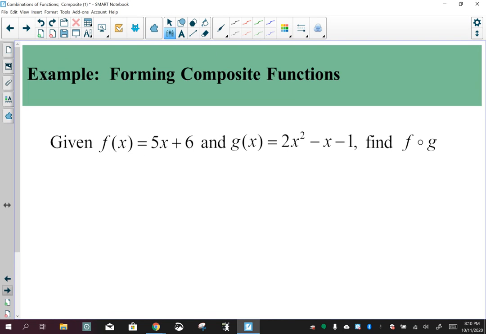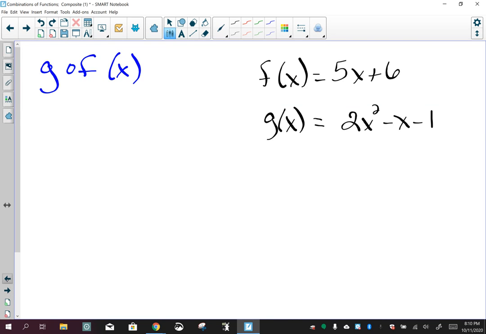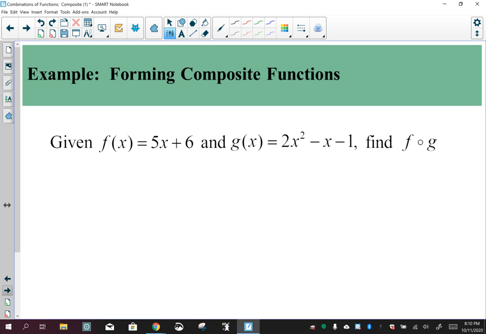So here we go. I've got f of x is equal to 5x plus 6, and g of x is equal to 2x squared minus x minus 1. And what this is asking me to do, this first one here, is to find f of g of x. And if I'm finding f of g of x, this is what I am looking for, f of g of x.